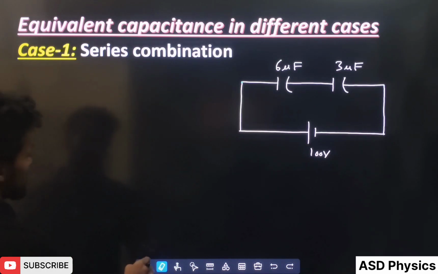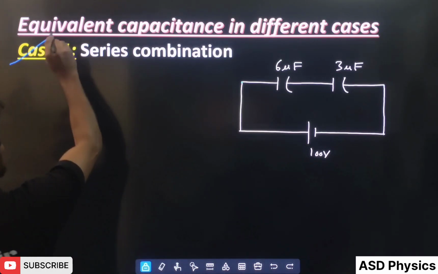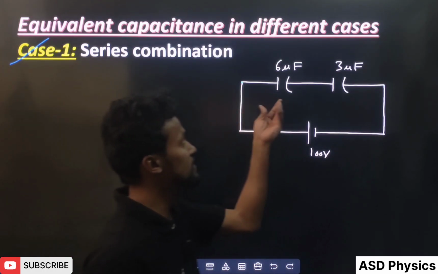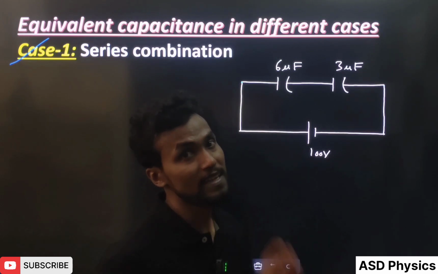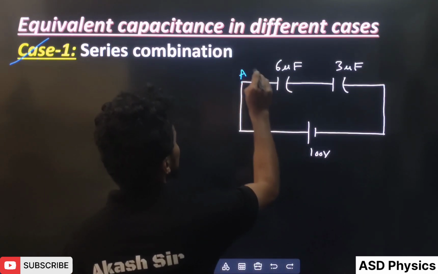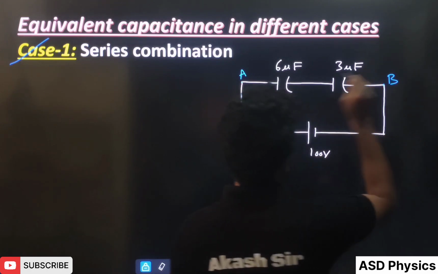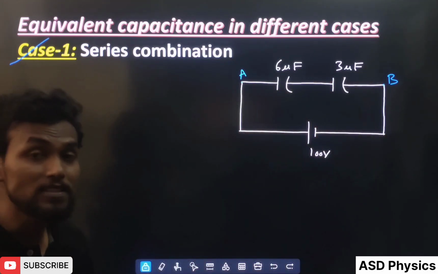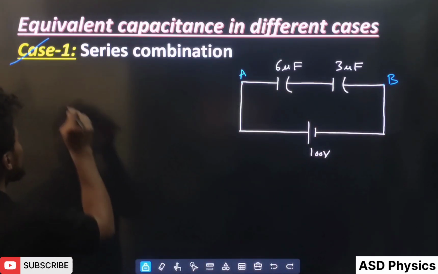So here you can see very well the case one is the series combination. Here I have taken 6 microfarad and 3 microfarad connected in series, and here the battery is there. Let's take this point A and this point B. Across these 2 points we are going to calculate the equivalent capacitance.